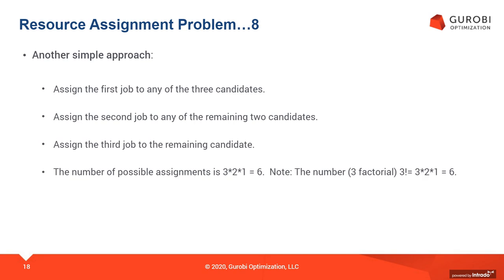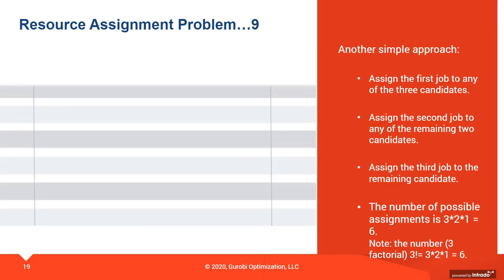So the number of possible assignments that you can have using this approach will be, for the first job, you have three possibilities. For the second job, you have two possibilities. And for the third job, you have one possibility. So the total number of possible assignments is 3 times 2 times 1, which is equal to 6. This number in mathematics has a special name. It's called 3 factorial.